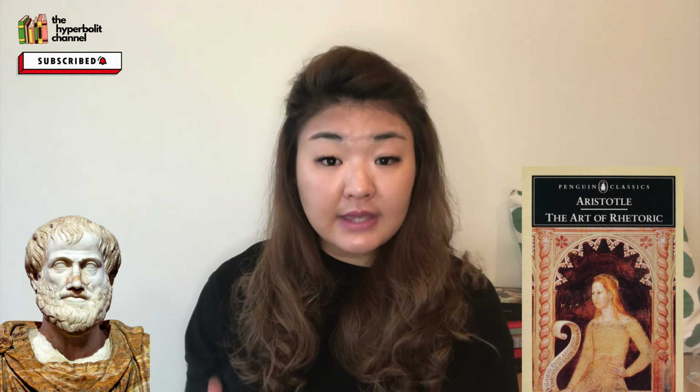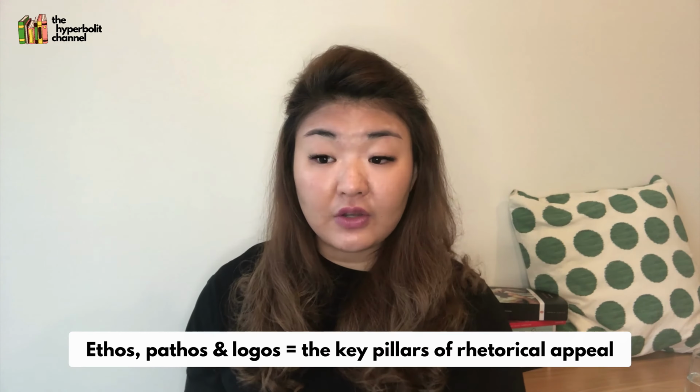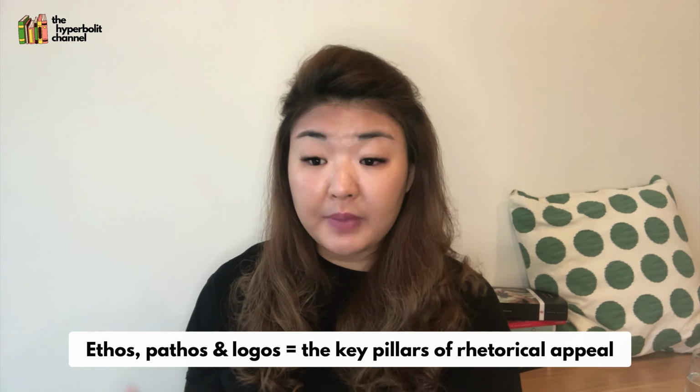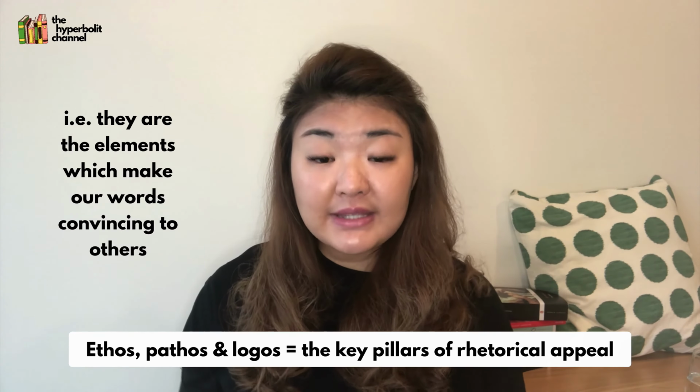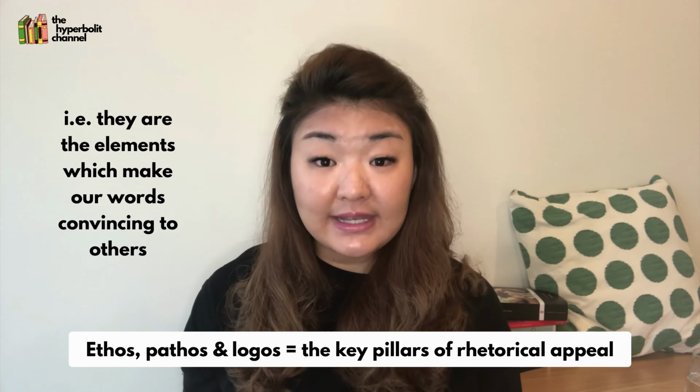Ethos, pathos, and logos are terms first introduced by Aristotle in his famous treatise Rhetoric, which outlines his theory on the art of persuasion. Together, ethos, pathos, and logos are the key pillars of rhetorical appeal, i.e., they are the elements that make our words convincing to others. So in a nutshell, here's what the three terms mean.